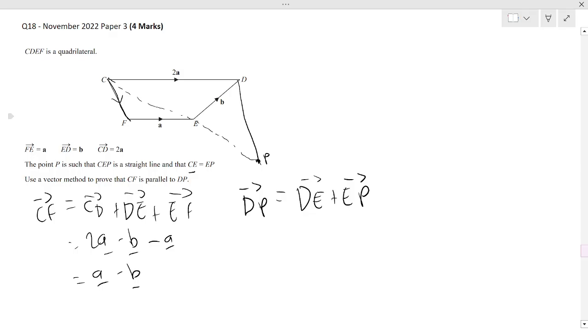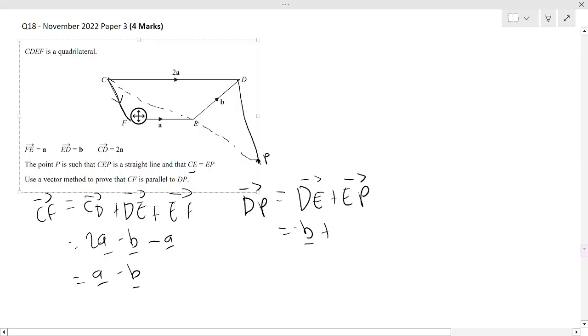And so D to E. But again, it's going the other way, so it's going to be minus B. And then E to P. Well, we don't have an expression for E to P, but we know E to P is CE. That's what we're told. And we can work out how to get from C to E, can't we?